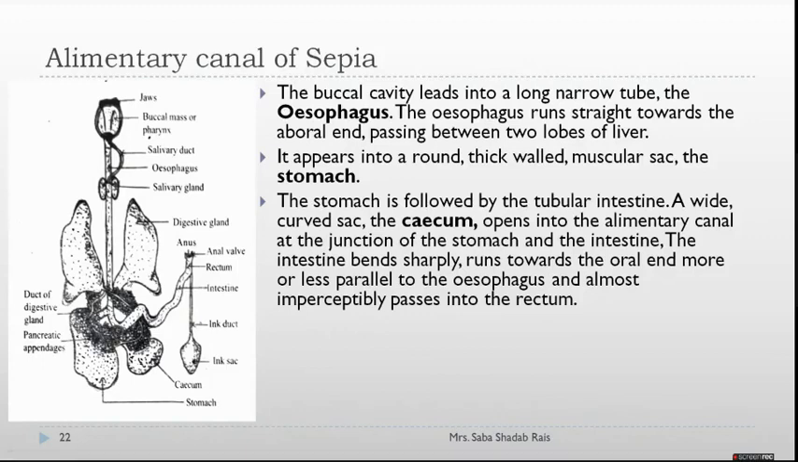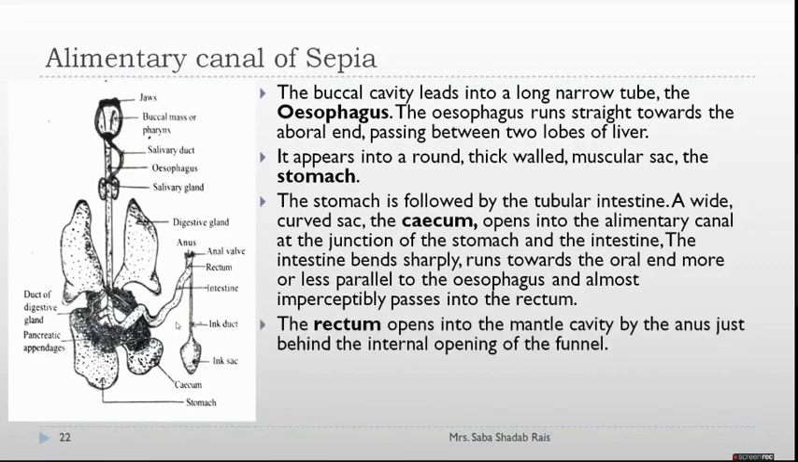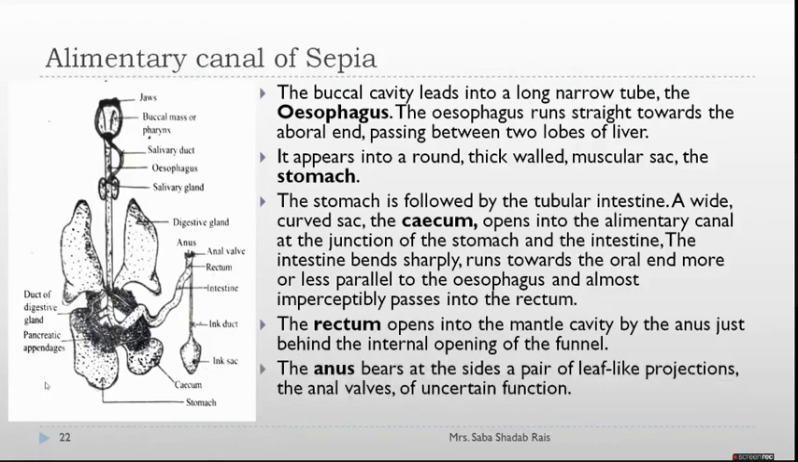This intestine you will find is bending. Till here the intestine is continued, and thereafter it is bending. After bending, it is coming roughly parallel to the esophagus, right? Almost you will observe that thereafter it is running towards the anus. Now the rectum, the next part of the intestine, is the rectum, as we all know. The rectum opens into the mantle cavity by the anus, and we have seen when we were talking about the mantle cavity that the anus is present just behind the funnel opening, right? Now the anus will have leaf-like projections, the anal walls.